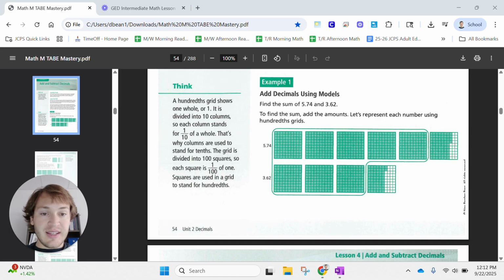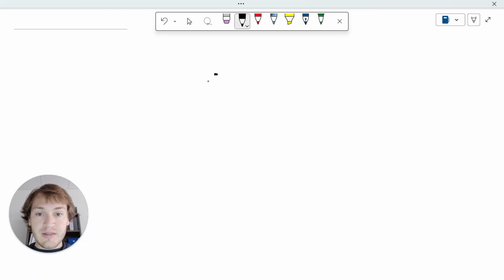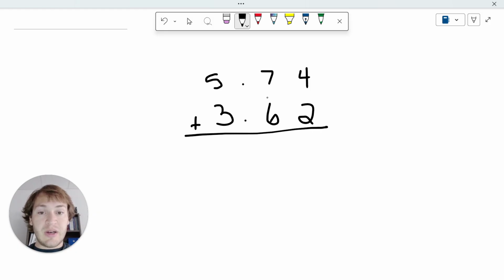All right, let's add together 5.74 and 3.62. So 5.74, and I'm going to line up my decimal, or I'm going to line up my place values, 3.62. Okay, so my ones are with my ones, my tenths are with my tenths, my hundredths are with my hundredths, right? And then we just go right to left, add them together.